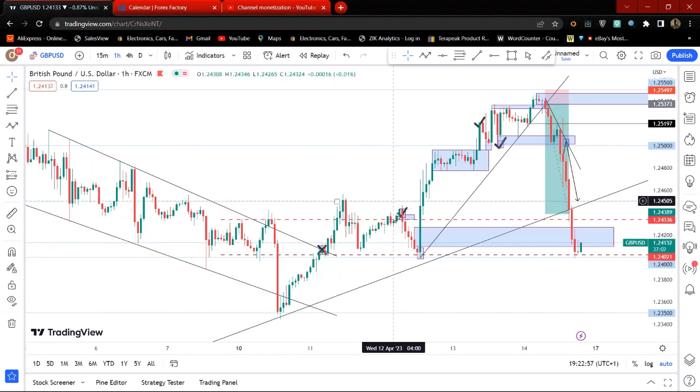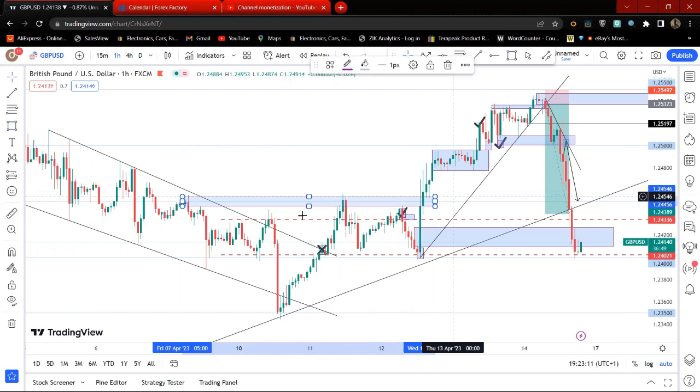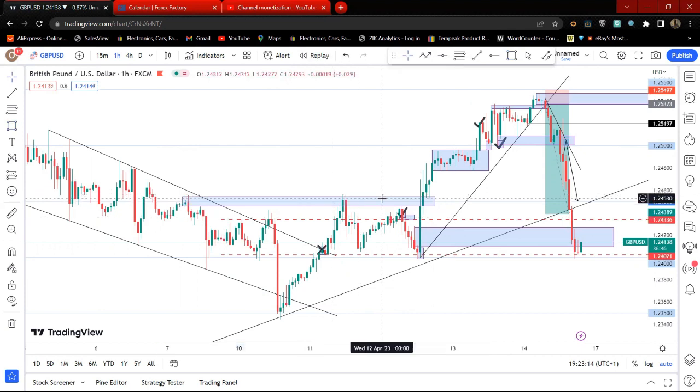So I expected this M to hold. Reason being the psychological level was there. It was right there. And this was like my zone. I'm sure there's an order block around here. If we use our order block with signals, our order block was around here.